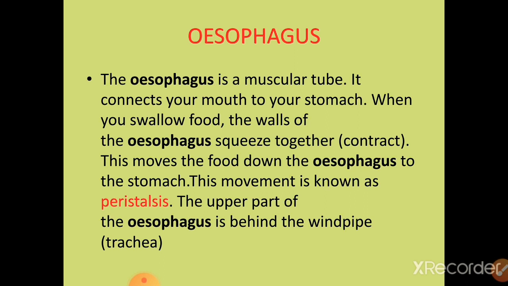So the esophagus is a muscular tube. It connects your mouth to your stomach. When you swallow food, what happens? The walls of the esophagus squeeze together. It contracts. If it did not have this function of contracting, then the food would not move down. So this moves the food down the esophagus to the stomach. This important movement, which leads your food from your mouth to the stomach through the food pipe, is known as peristalsis. This movement is there throughout the alimentary canal, but especially in the food pipe.